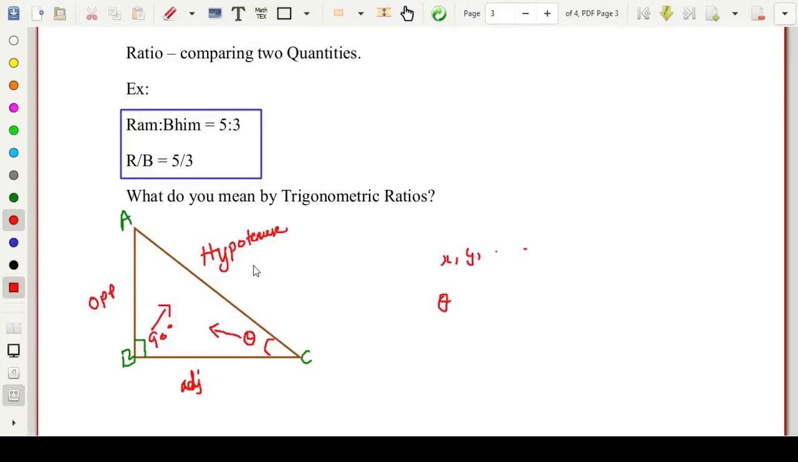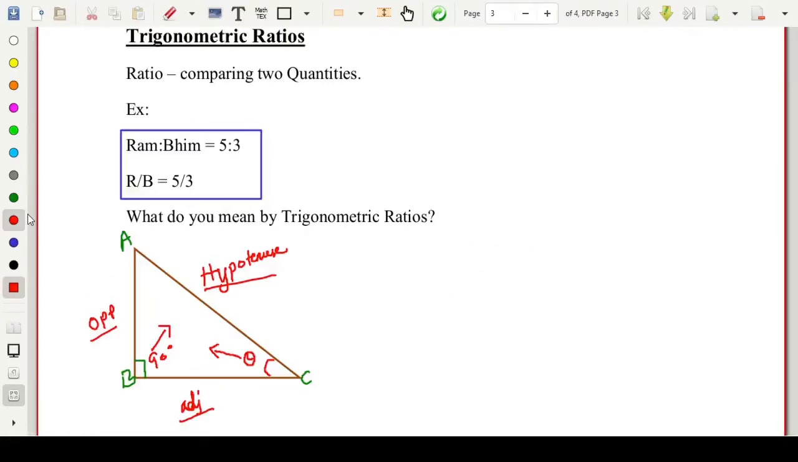First thing we should understand is how to identify these three sides of a right triangle. So let me explain once again. The side which is opposite to the 90 degree angle of a right triangle is called the hypotenuse. Then the side which is exactly opposite to theta is called the opposite side. Then the side which is next to theta is called the adjacent side. Now let us see in how many different ways we can compare these sides of triangles.